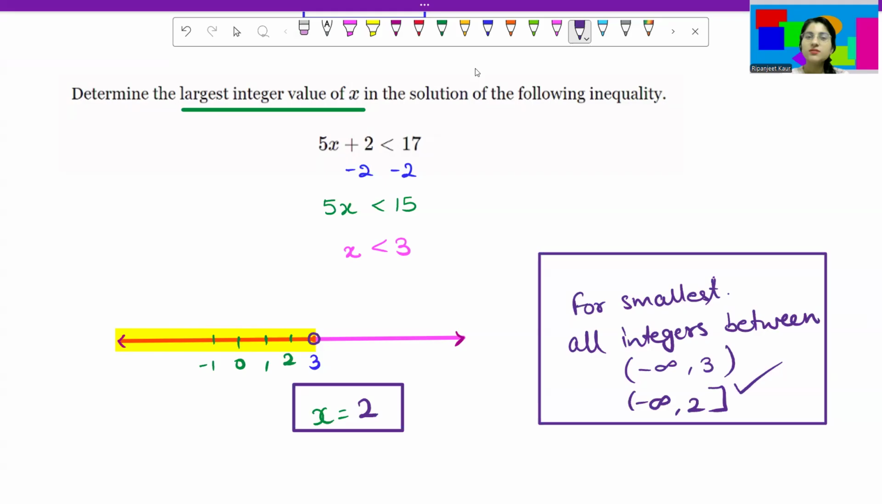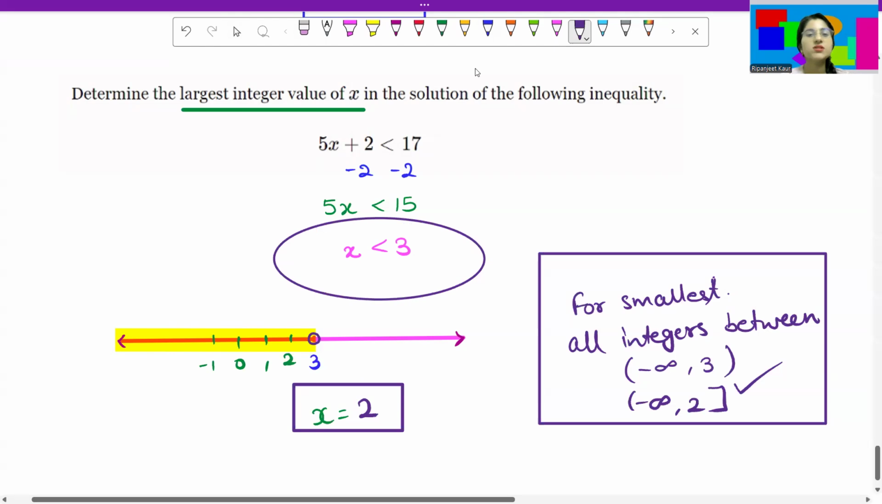And if it were to be the smallest, wouldn't we look to the right instead of the left? Largest, yeah, but before that, we have to find out what is satisfying x less than 3. x less than 3 is all the values which are to the left, right? Oh, yes.